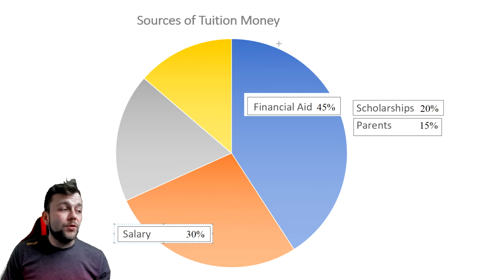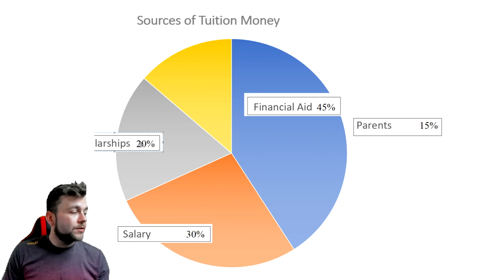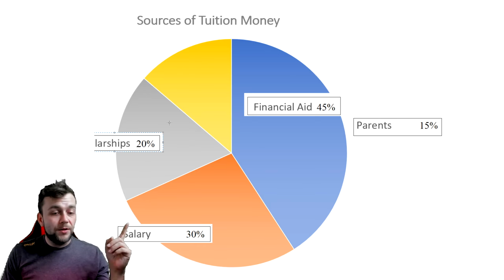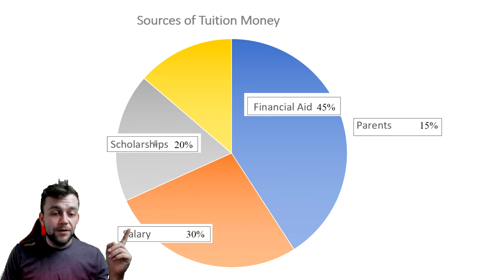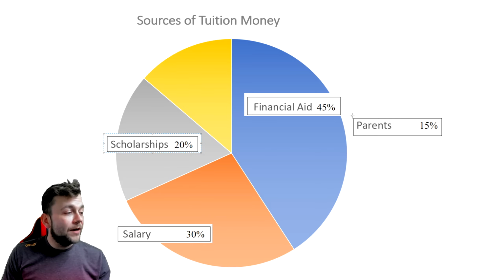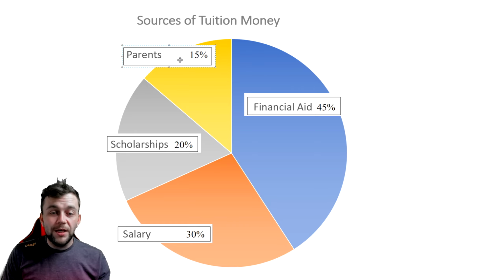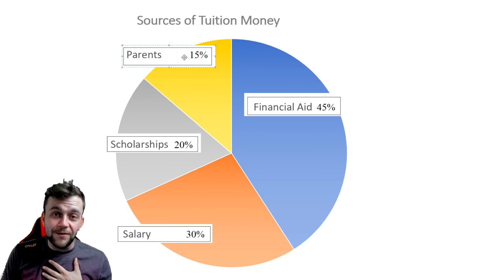Now we're moving on to scholarships, which is 20%. I think that the silver group is 20%. Oh, let me get that back over. Boom, there we go. Lastly, we have the parents. So parents are contributing 15% to this person's tuition money, which would have been amazing for me.